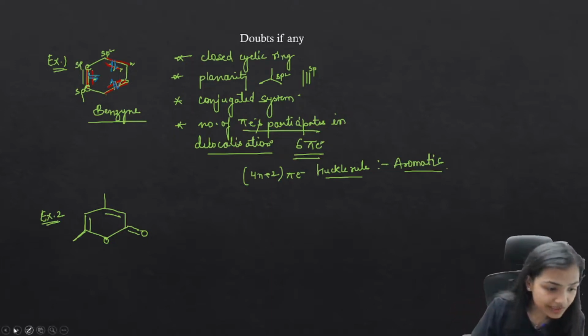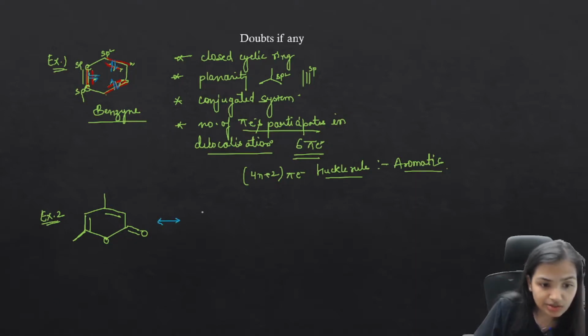First of all guys, we need to rearrange this particular structure. So delocalize it and reframe it. You will have a pi bond there, you will have a pi bond there, this is a methyl, methyl, this is O.